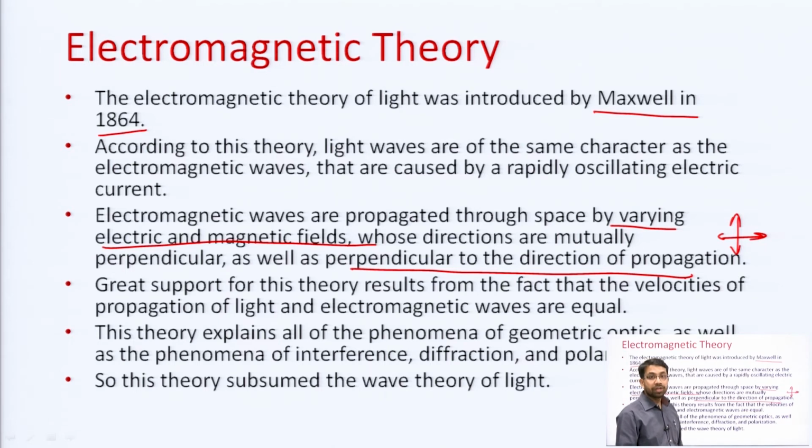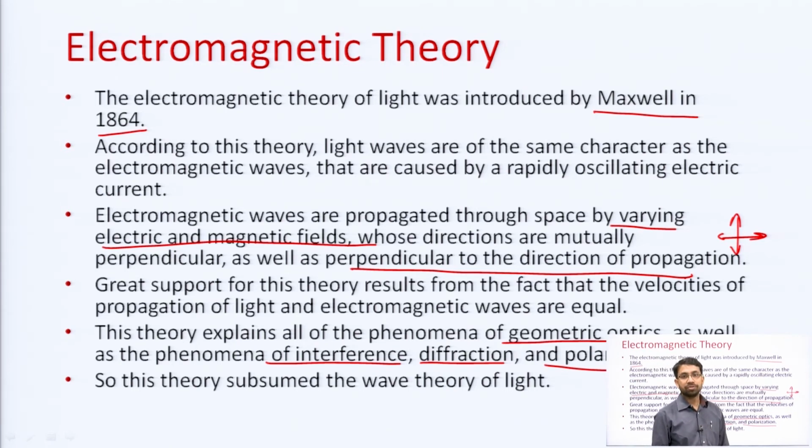So, this theory also gains support from the fact that the velocity of light waves and the velocity of electromagnetic waves is the same. Okay. Also, this theory explains all the phenomena of geometric optics as well as the phenomena of interference, diffraction, and polarization. Most of the phenomena were explained by this theory. So, in a way, this theory subsumed the wave theory of light. It is also a kind of wave theory and it adds something. So, overall it subsumed the wave theory of light. Okay.